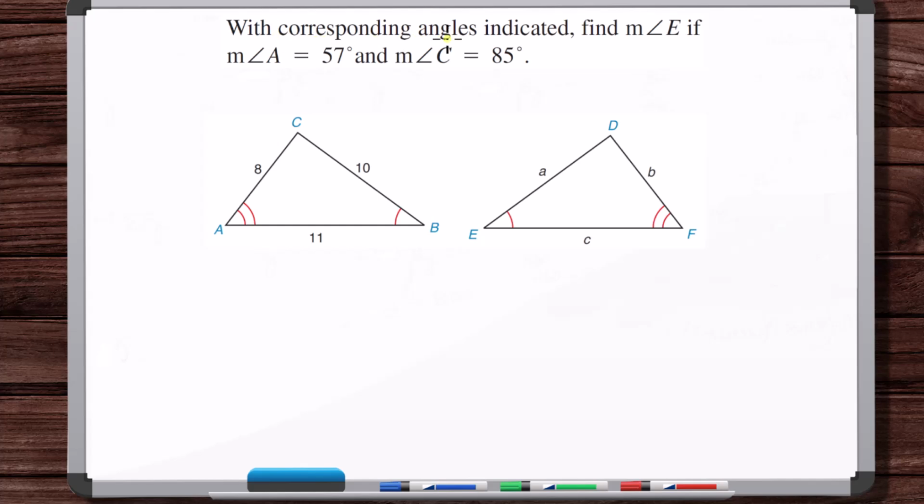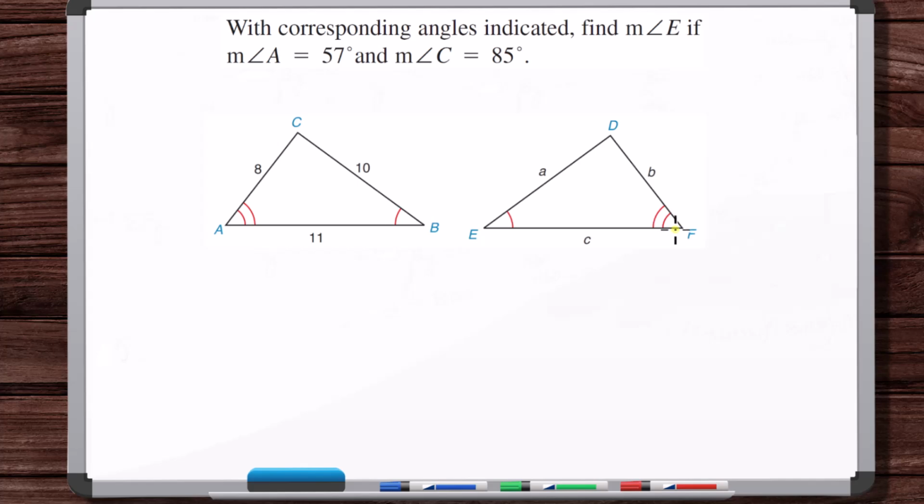Okay, with corresponding angles indicated, find the measure of angle E if the measure of angle A is 57 degrees and the measure of angle C is 85 degrees. So they don't make an official statement that the two triangles are congruent, but they do say that this angle is congruent to this angle is congruent to this angle.